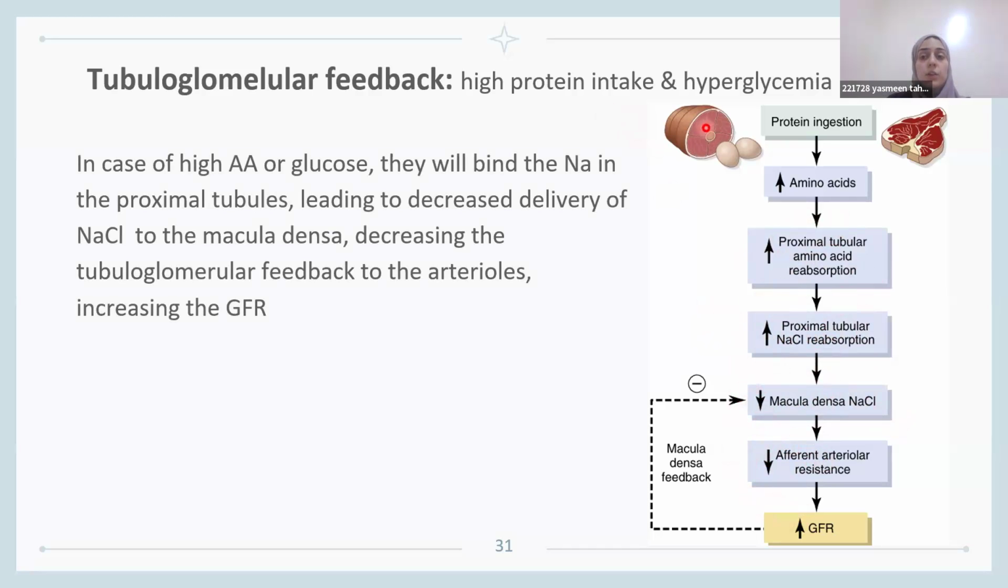This is again the same effect of glucose, same as amino acid. They will bind sodium in the proximal tubules. Sodium, by the time you are in the distal tubules, is going to be less. So macula densa is going to sense less sodium chloride and we will send a signal to the kidney like, hey, we need more filtration because the macula densa has sensed a decrease in the sodium chloride. It says here amino acid, but again, glucose has the same exact sequence of events. It binds to the sodium in the proximal tubules, and it leads to decreased delivery of sodium chloride to the macula densa.